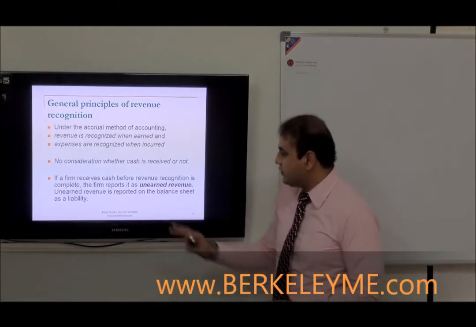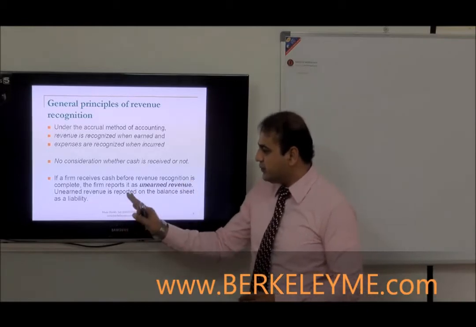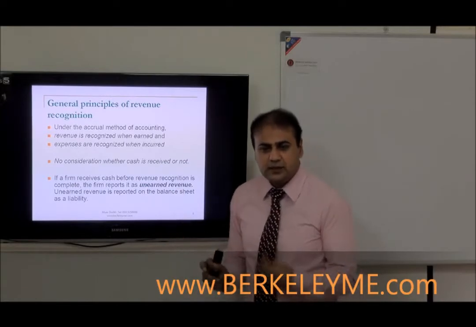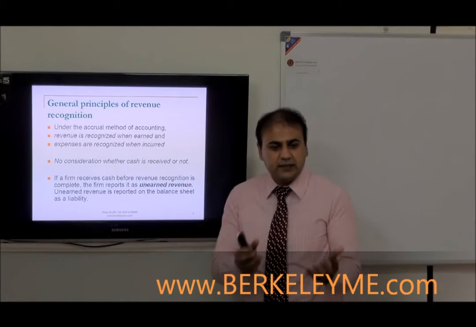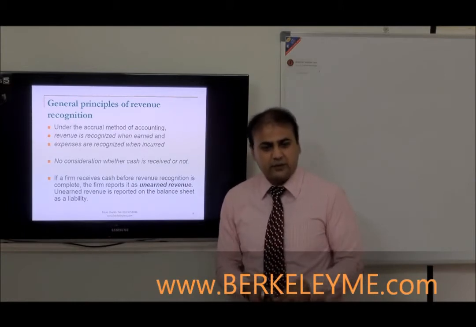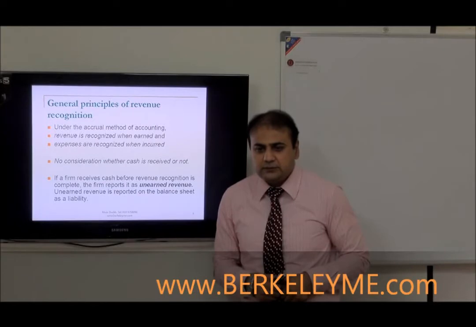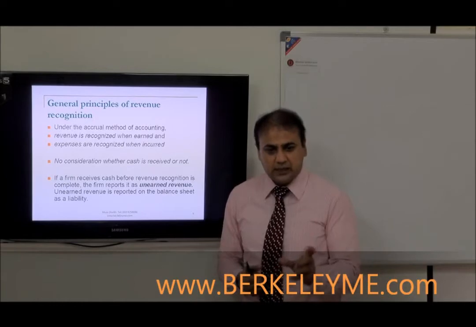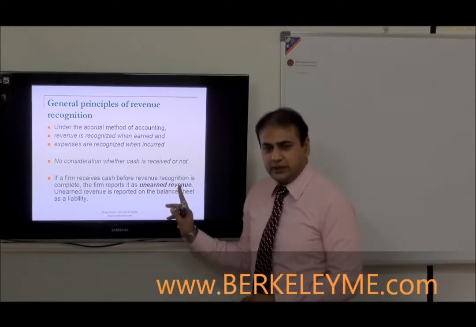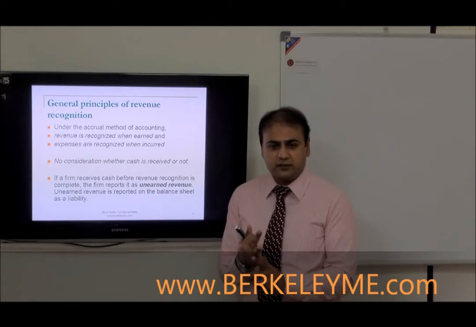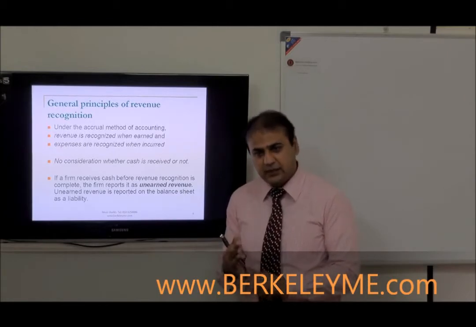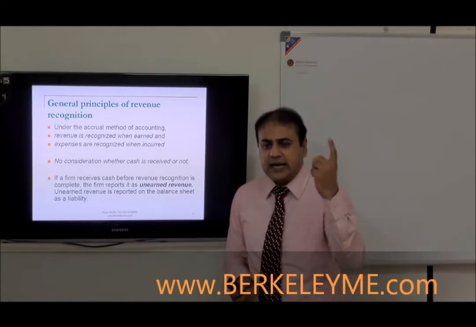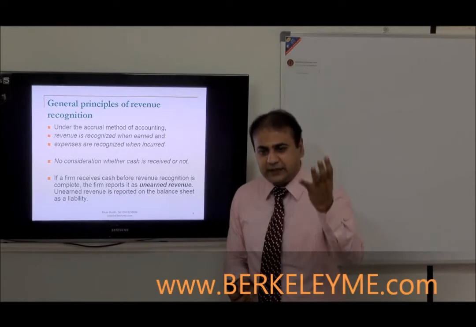If a firm receives cash before revenue recognition is complete, the firm reports it as unearned revenue. What is unearned revenue? For example, I took the money from you in advance. Now it's my liability. I am liable to give you the services. So unearned income is a liability, because we have 5 things in accounting: asset, liabilities, capital, expense and income.